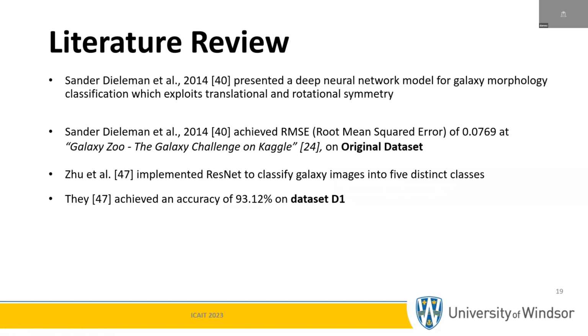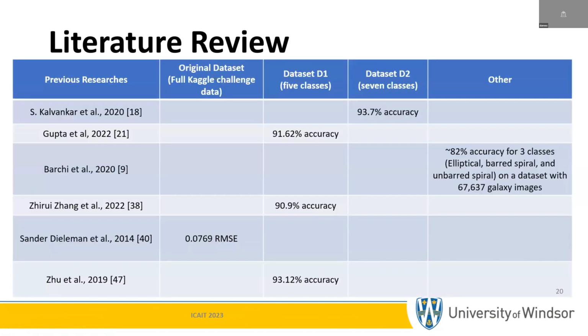Okay, so let me quickly go to this table here, showing in the first column previous researchers, different papers, what data set they use, what metrics they reported. So you can see sometimes they don't report accuracy, precision, recall, and all that. They only report something. Whatever they reported, we show it here.